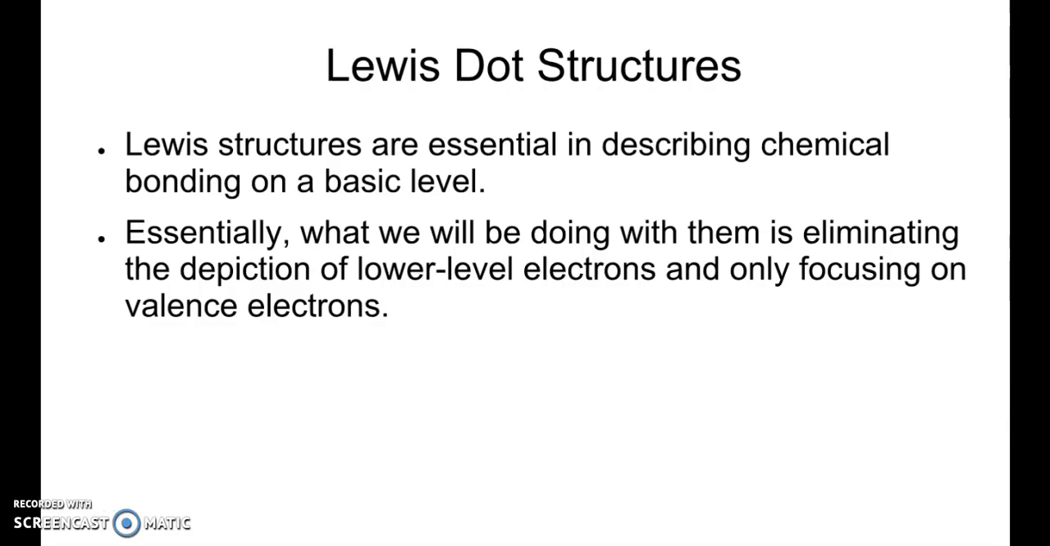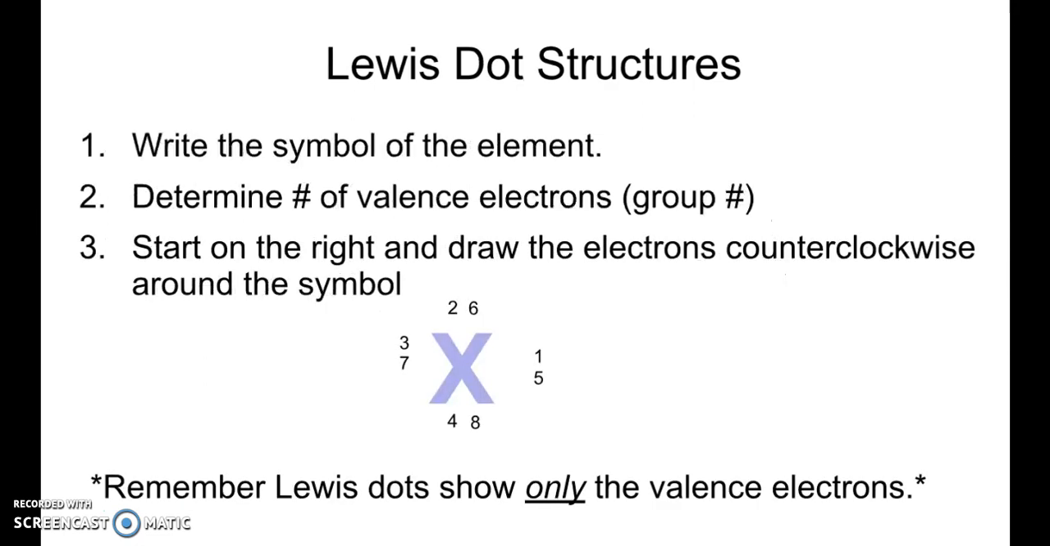All right, so the last thing I want you guys to do is learn about Lewis dot structures. Lewis structures are very easy to do, and why they are important is that they allow us to describe a chemical based on its bonding, and they're a lot simpler than drawing out all of those levels, like in a Bohr model that would have every single shell drawn. Essentially, what we're doing with them is eliminating those lower shell electrons and only looking at those valence electrons.